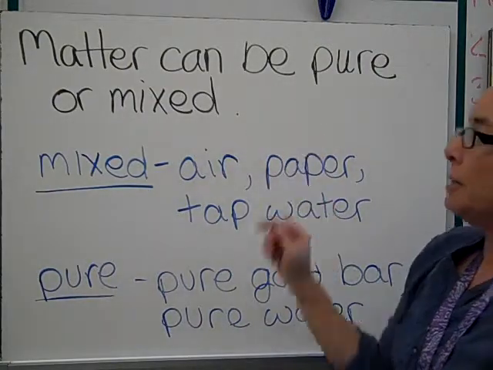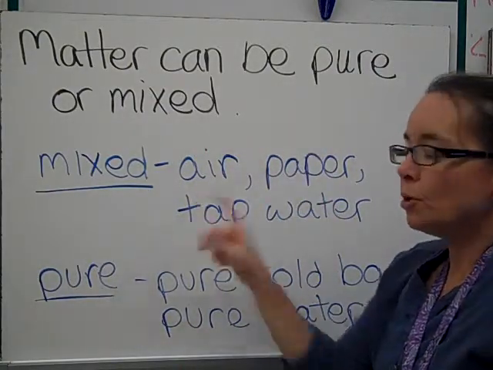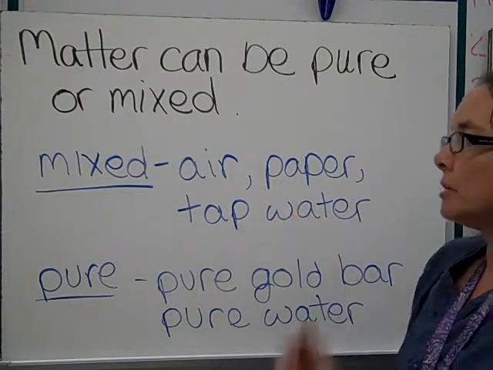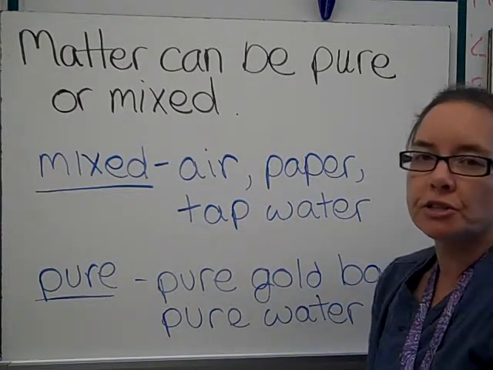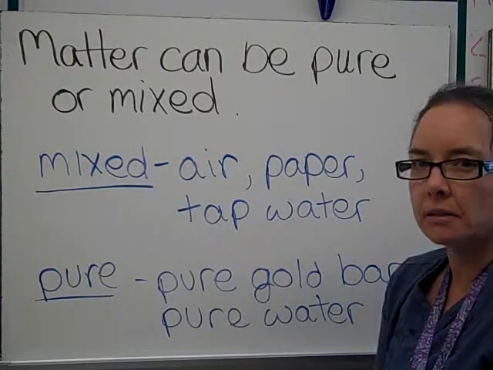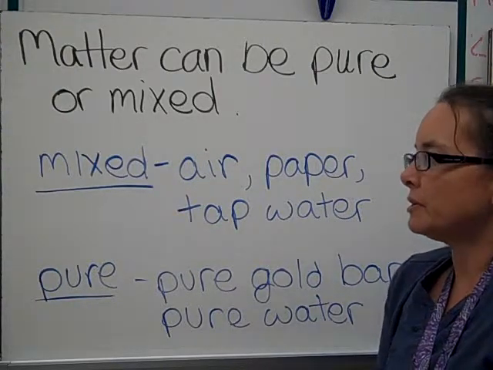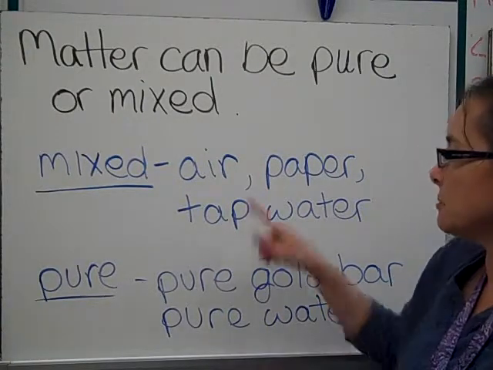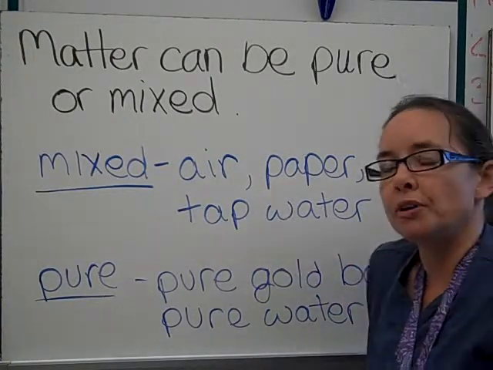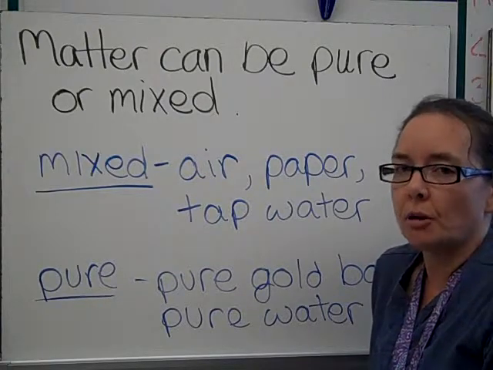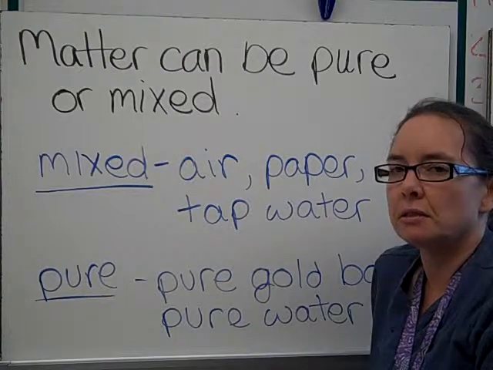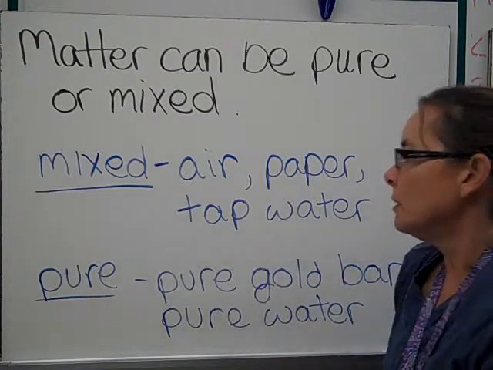So matter can be pure or mixed. Most matter that we know about is mixed. So air, paper, tap water. Air is a mixture of different kinds of gases, water vapor and dust. There's oxygen, mostly nitrogen, other gases mixed in there. Even tap water that seems pure is not pure. It actually has minerals and chemicals in it to make it safe to drink, for example.